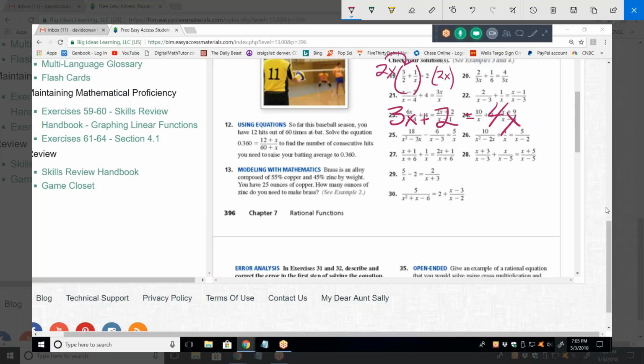Now, first of all, notice one thing. Notice how much easier this problem is than what we started with. By getting rid of denominators as my first task, I have simplified the problem considerably. Now solve it. So subtract 3x from both sides. So it's 2 equals x. So that's it.